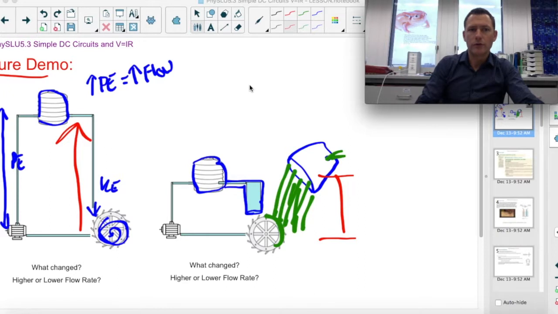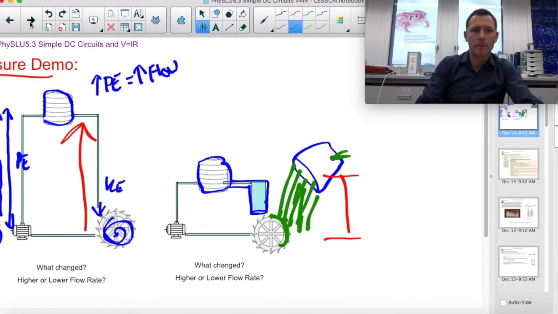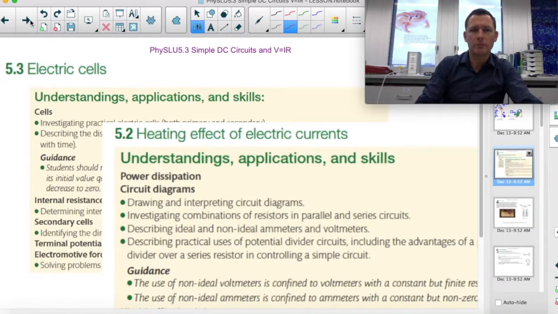So those are the two ways that we can change the amount of spin, right? The flow, if you will.